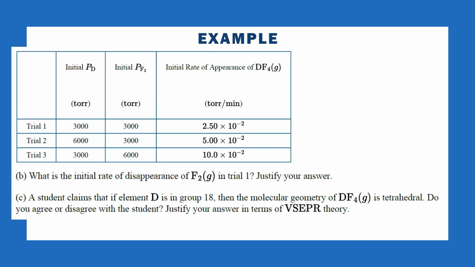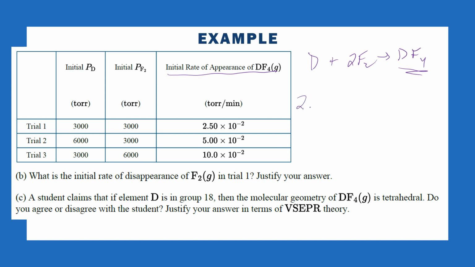Okay, so now it says, what is the initial rate of disappearance of F2 in trial 1? And justify your answer. I'm going to go ahead and write down the balanced chemical equation here. So they gave you this equation. I just didn't copy it over to the slide. Now you can see that this column here is the rate of appearance of DF4. And it says, what is the rate of disappearance of F2 in trial 1?